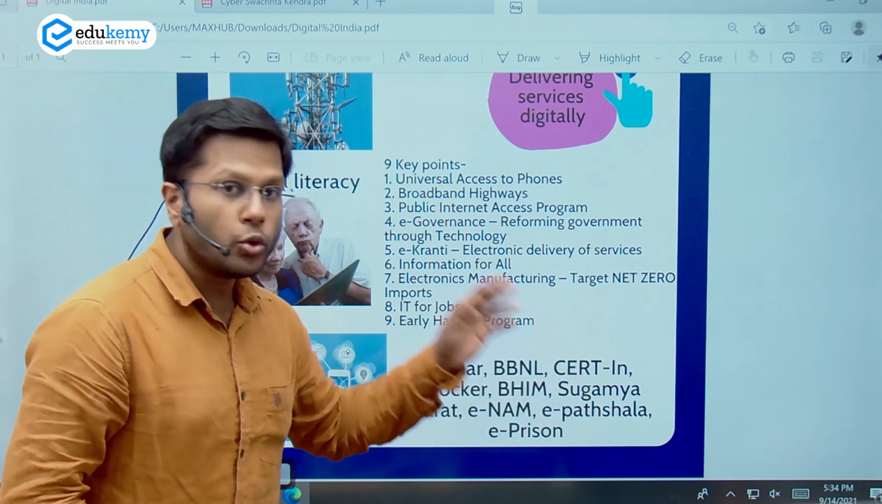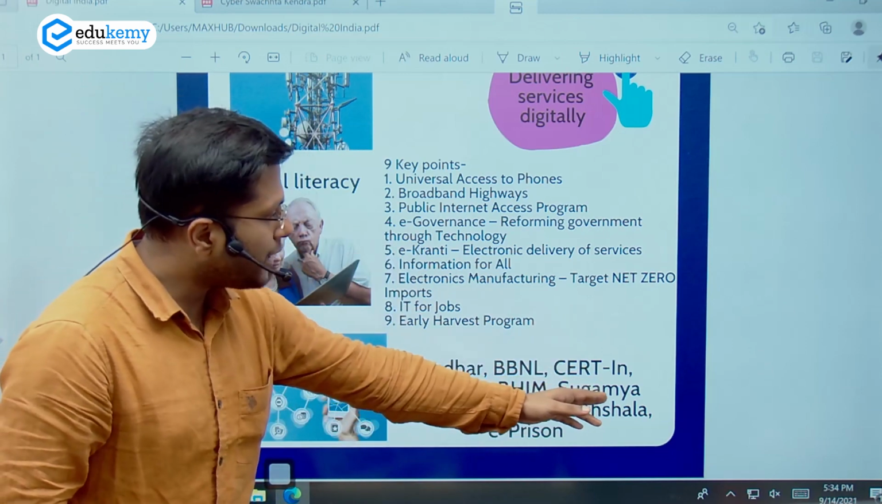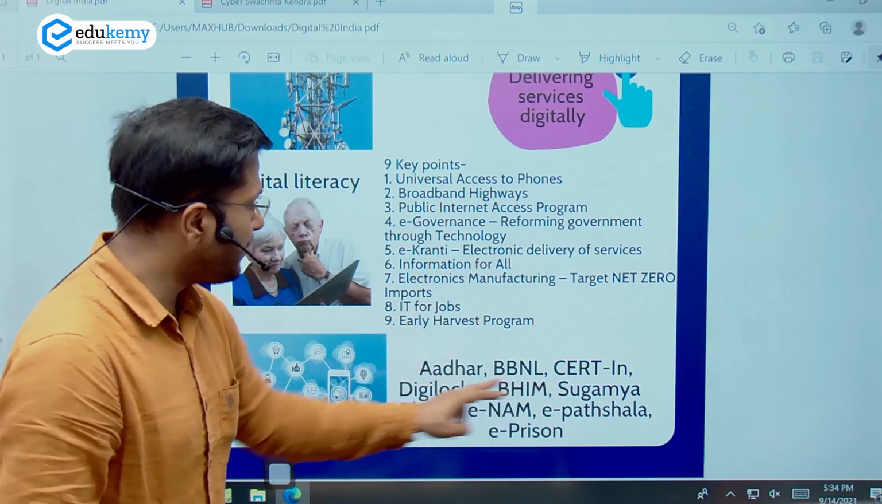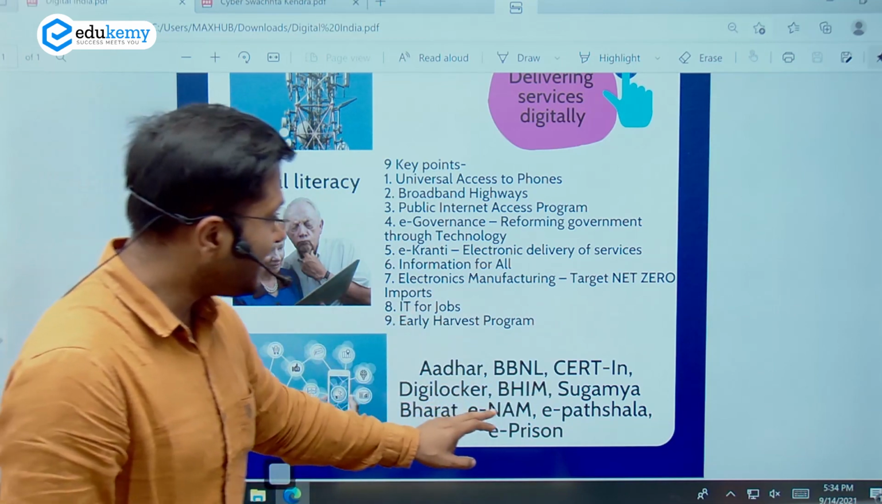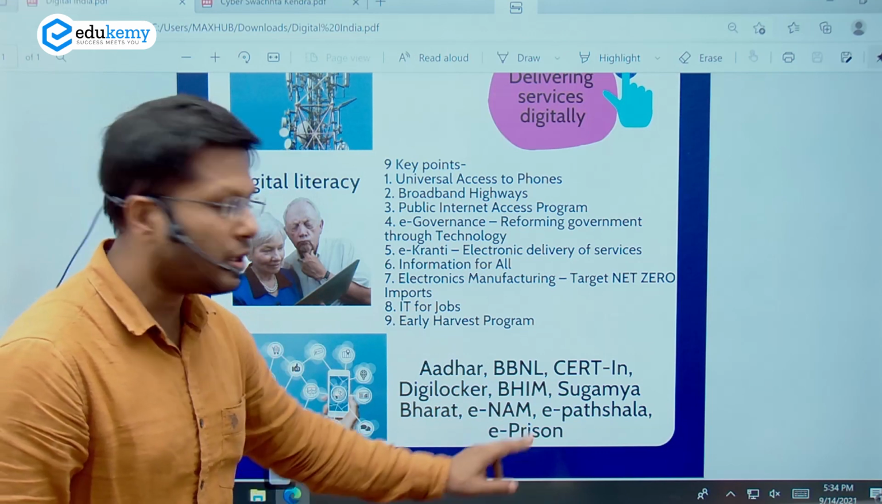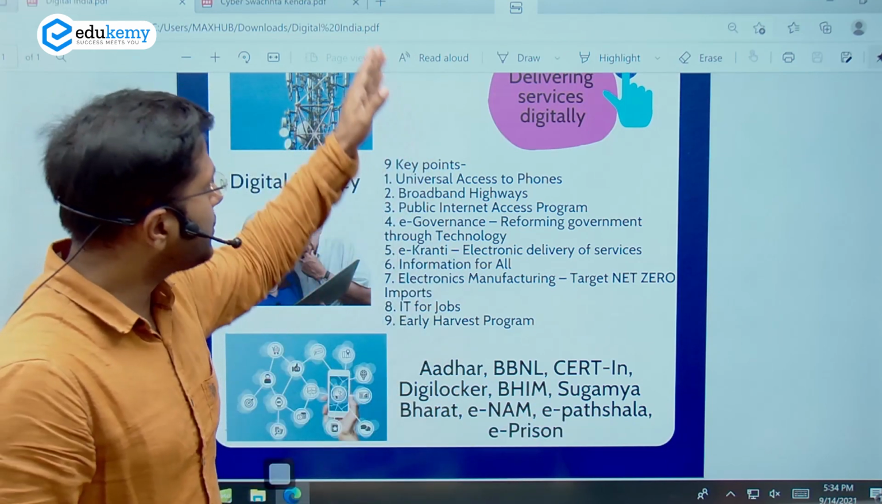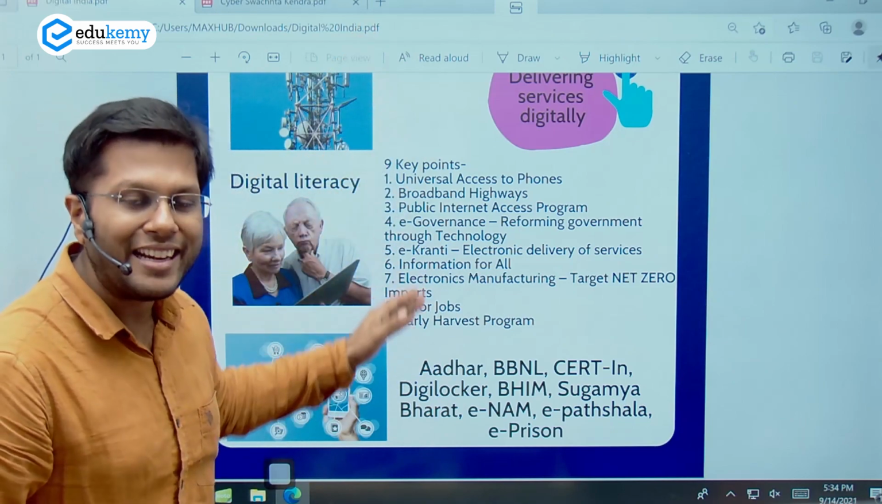So people who are hearing impaired, for them there is an app built. People who cannot see, that app talks. So these are the various facets of Digital India. Then eNAM, National Agricultural Market Portal, ePathshala, ePrison. There are 50s or such schemes, right? So this is quick understanding of Digital India scheme.